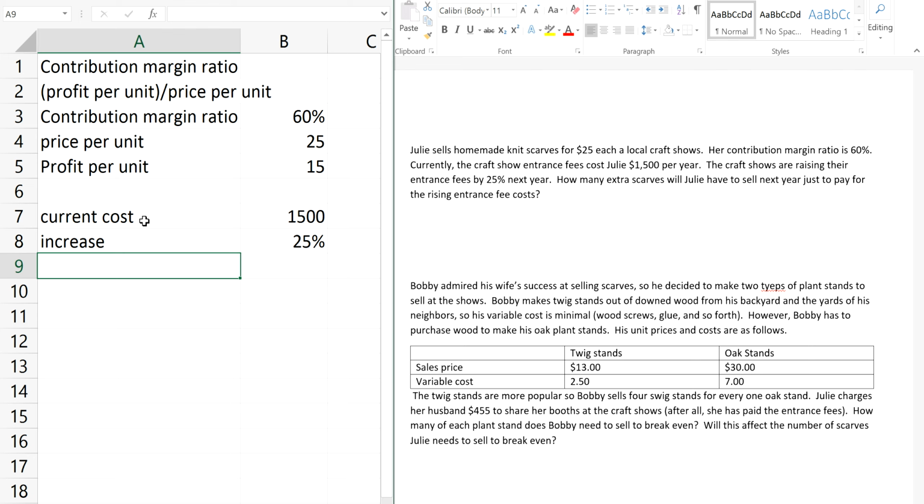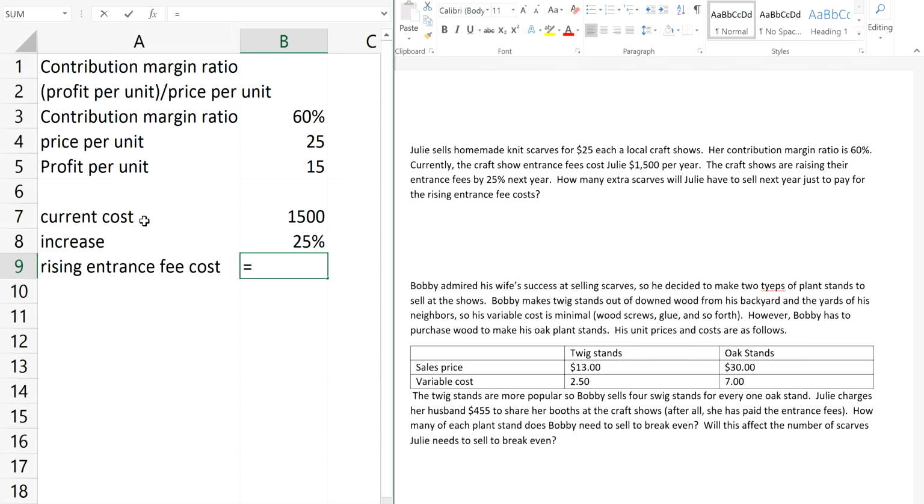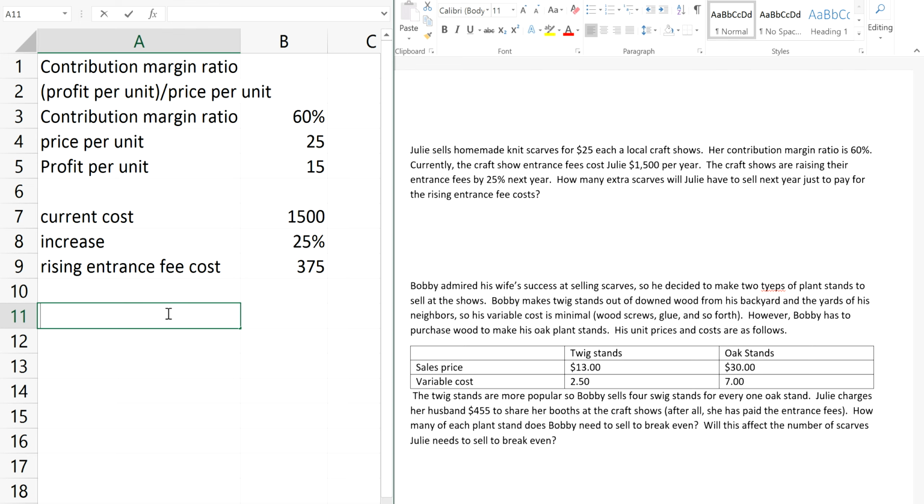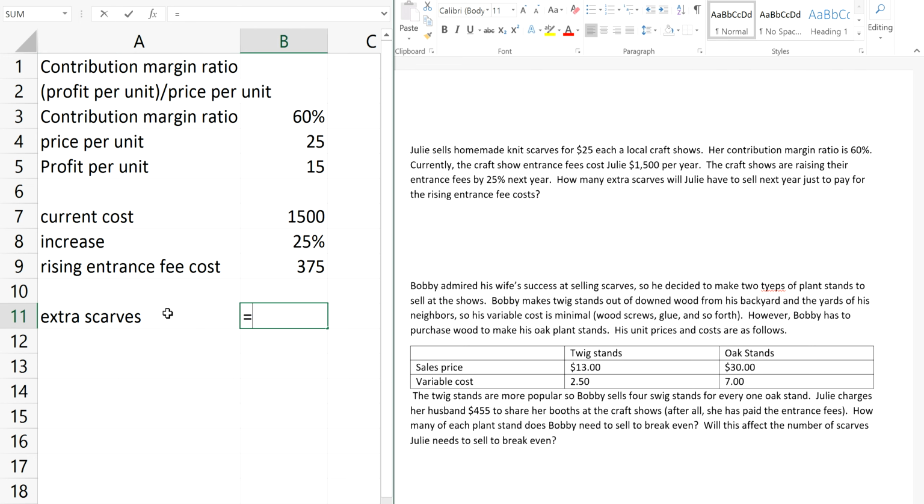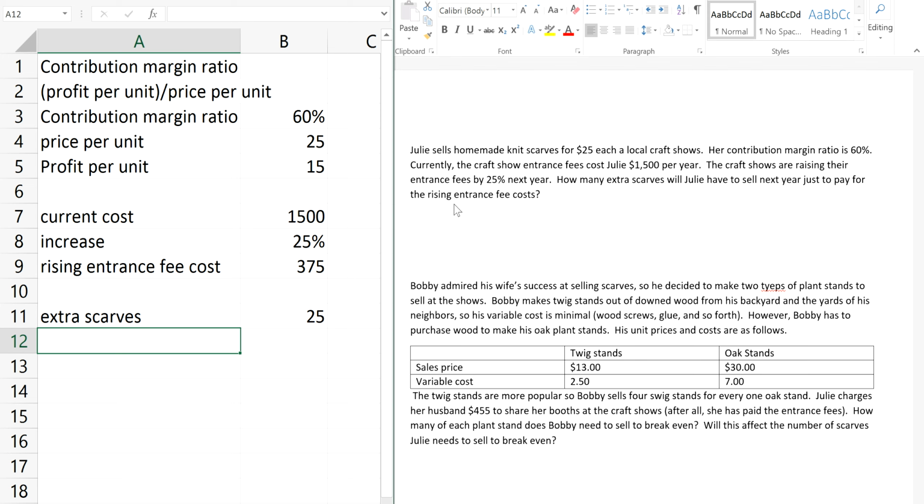Which means your rising entrance fee cost is 25% of $1,500, so it'll increase by $375. So last step, how many extra scarves do we need to sell? We're going to use the rising entrance fee cost, $375, divided by the profit per unit, $15. So we're going to sell an extra 25 units of scarves just to pay for the rising extra cost.